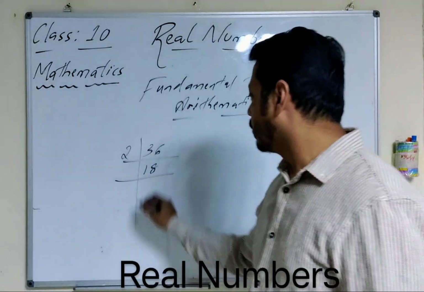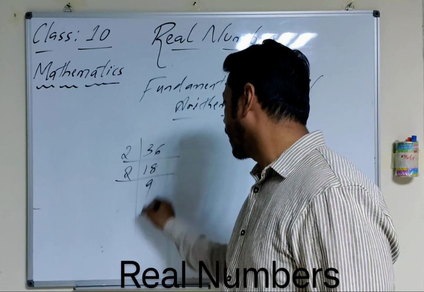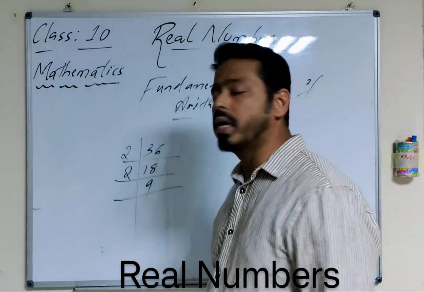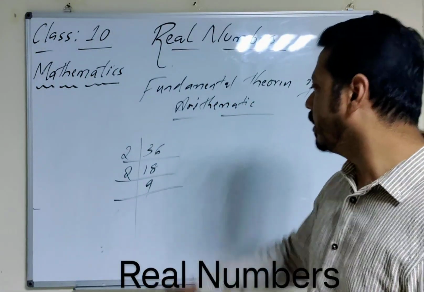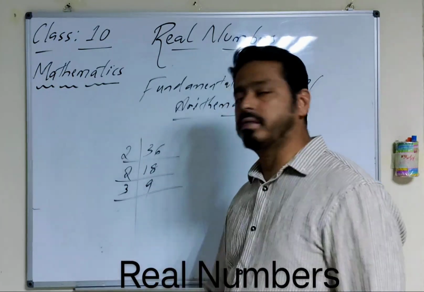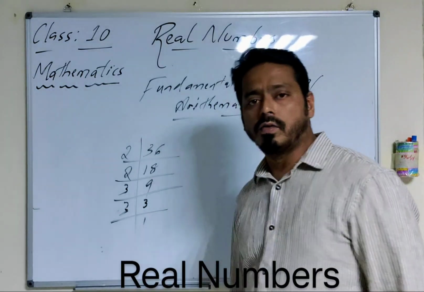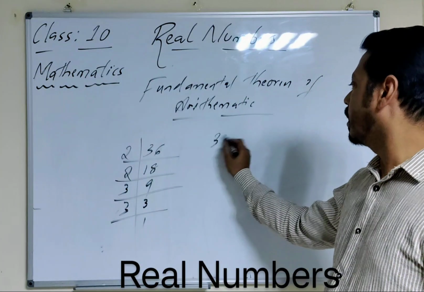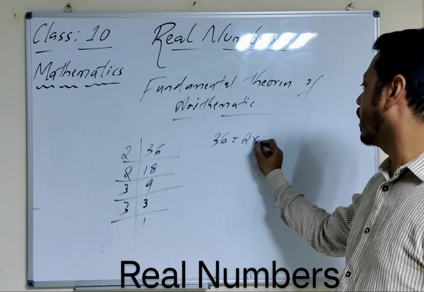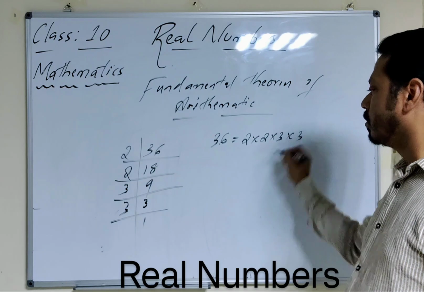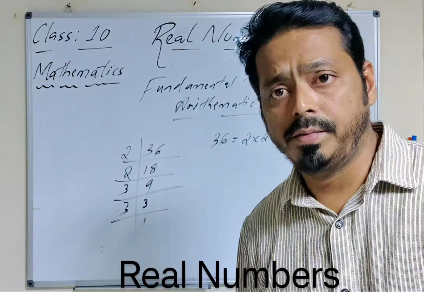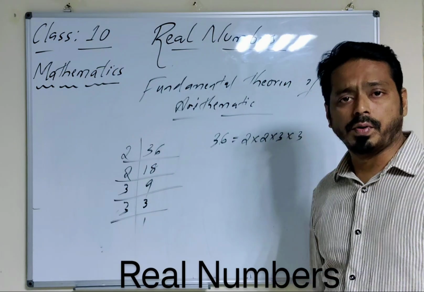Okay. Next we have 2 again. 2 times how much? 2 times 9 is 18. Then we cannot divide 9 by 2, so we have to consider the next prime number, that is 3. 3 times 3 is 9. Then next is 3 times 1 is 3. So when you see this number 36, you can write it as a product of prime factors, that is 2 times 2 times 3 times 3. So this is how we are going to write a composite number as a product of prime factors.